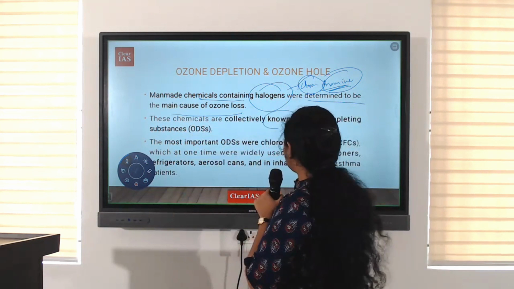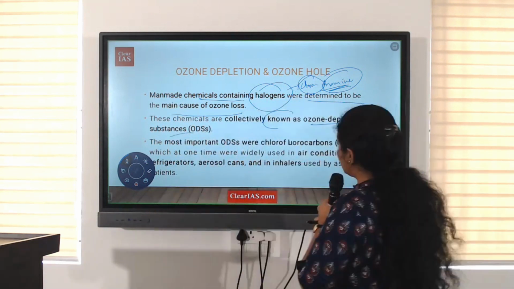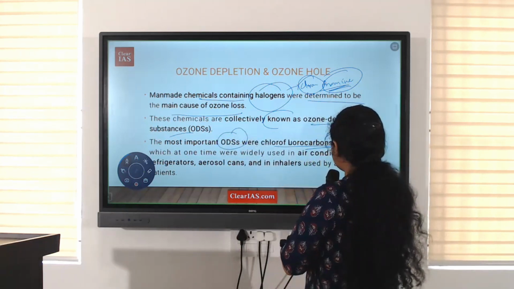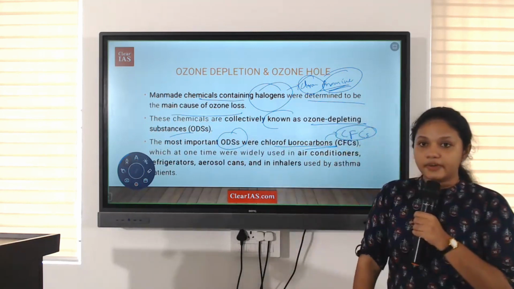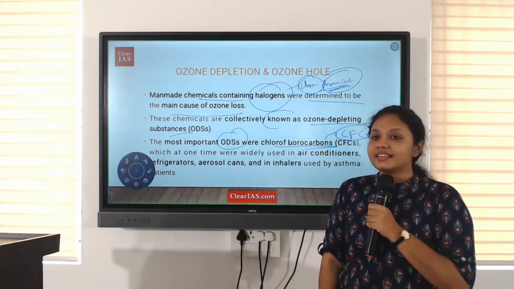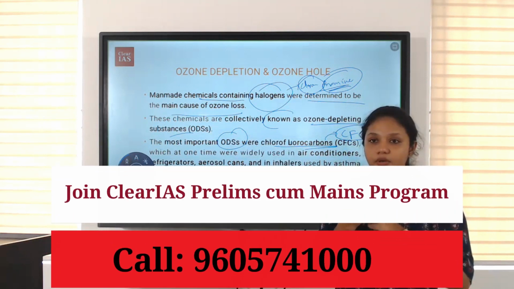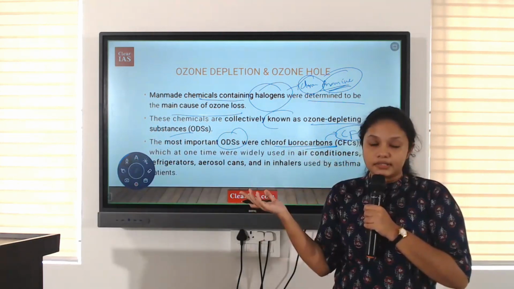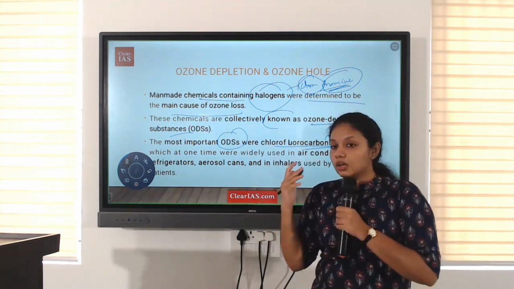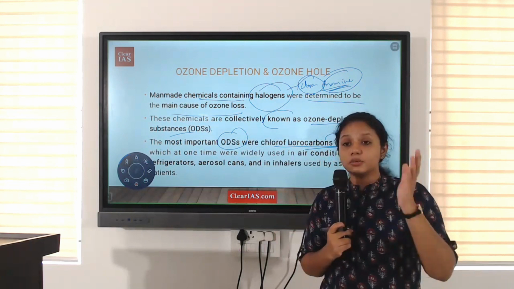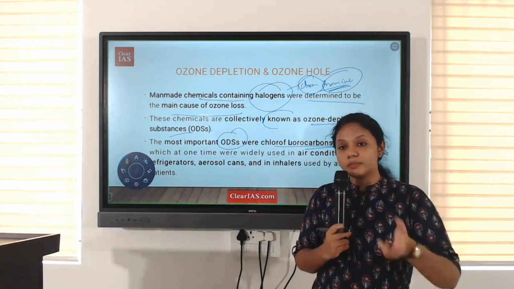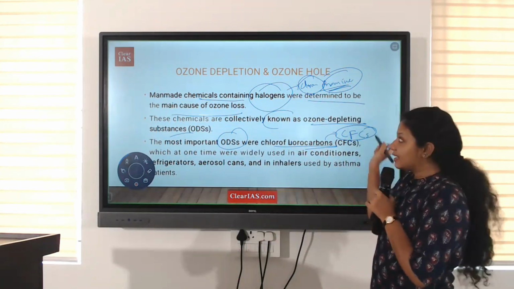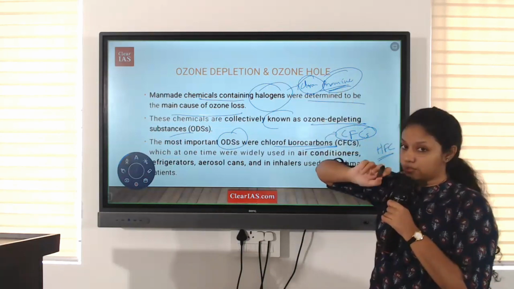These chemicals are collectively known as ozone depleting substances. The most important ozone depleting substances were chlorofluorocarbons, CFCs. Heard of this? These are usually used in refrigerants. That is the reason why later we have certain conventions and protocols according to which CFCs should be reduced, and later they were replaced by HFCs, hydrofluorocarbons. Why fluorocarbons? As I said, fluorides are not responsible for reduction of the ozone layer.